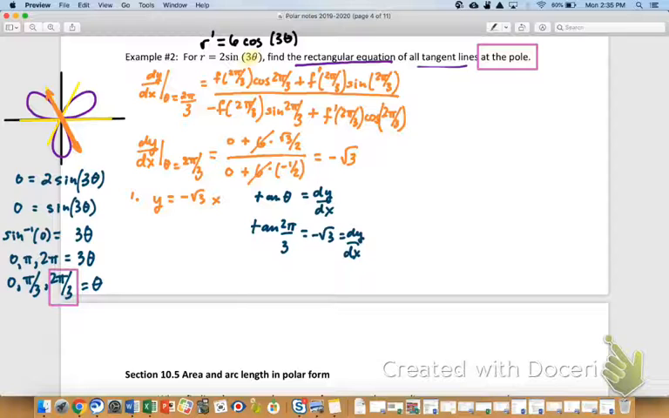Okay, so why don't you guys see if you can use those other two angles to find the equation of the blue tangent line and the equation of the red tangent line.